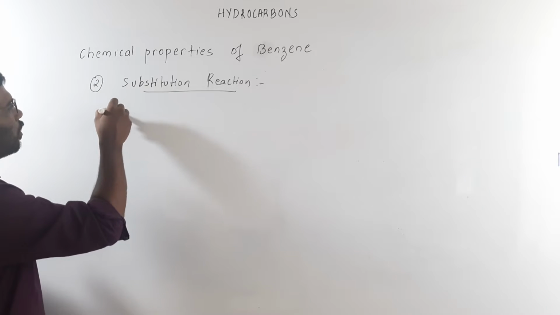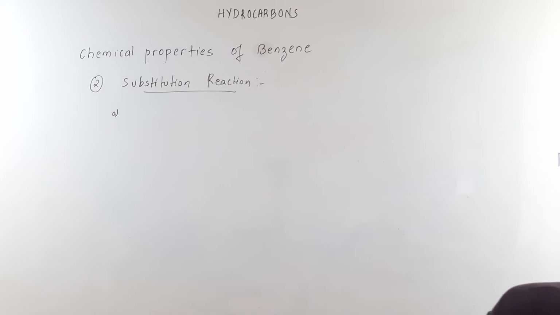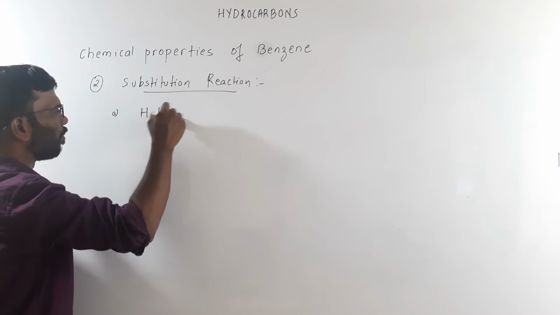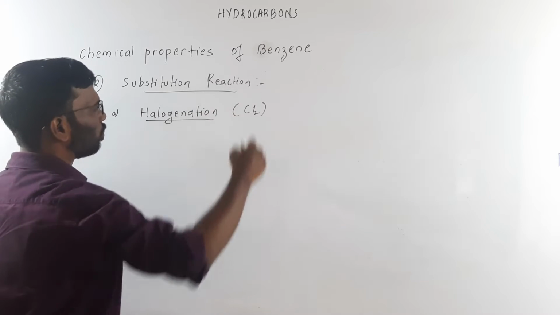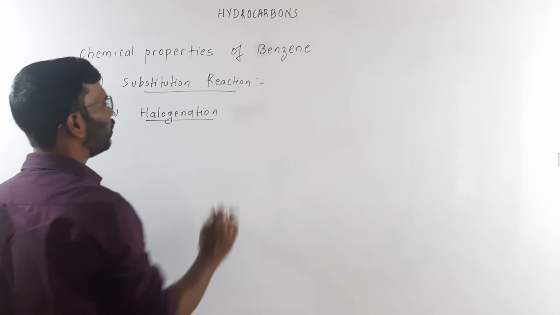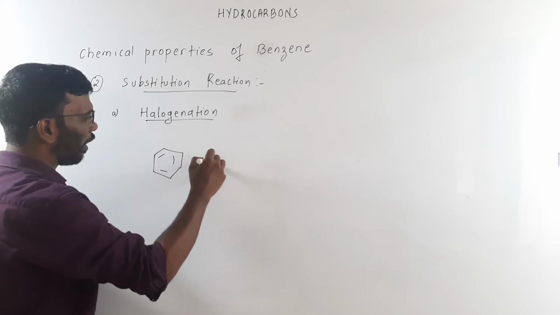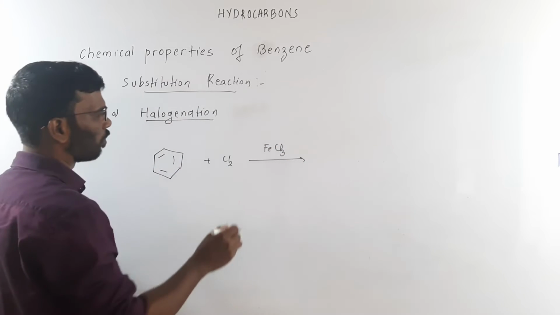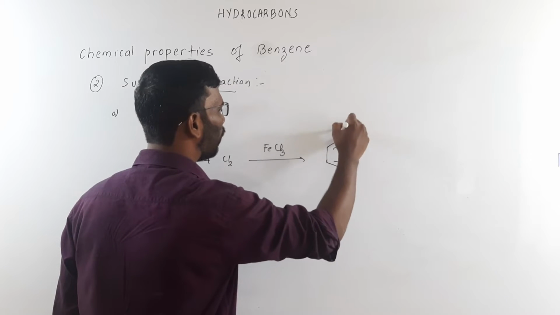So first what we will be learning is halogenation. Let's take Cl2. Cl2 will be added to this compound. You take a benzene and add chlorine in the presence of FeCl3, and what you get will be the chlorine substituted on the benzene.